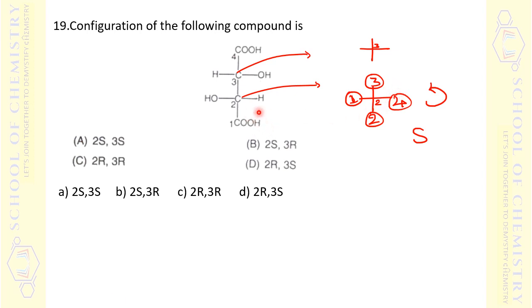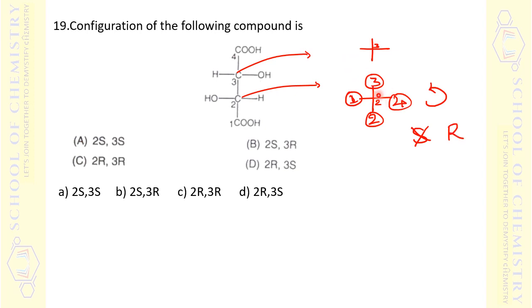in this representation, this is called the Fisher projection formula. In the Fisher projection, if the fourth group is on the horizontal line, then you need to change this to R, right? So therefore this will not be S, this will be R, right?